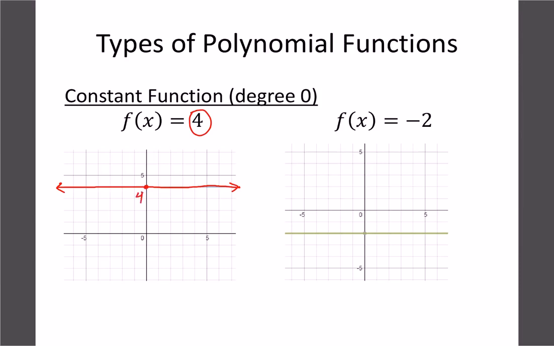Our leading coefficient in this case is also 4, which is positive, so that means the line is above the x-axis. You can see over here when we have y equals negative 2, we have a constant line going through negative 2, but because it's negative, it's now down below. Constant graphs we're not going to do a lot of, so they're not that big of a deal, but they do show up once in a while.